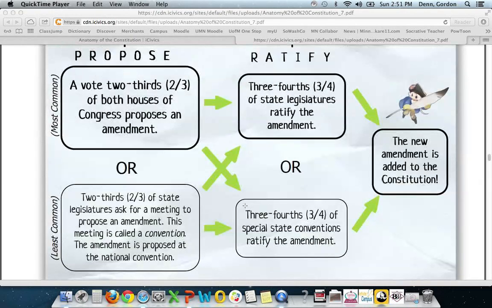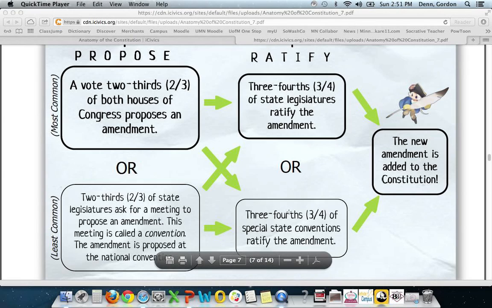So let's look at a chart that would show you how that works. The most common way is to get a 2/3 vote of Congress, and then 3/4 of the state legislatures would each have to ratify it, and then you'd have a new amendment. Now, only one time has it been done where there was a special state convention, and that had to do with prohibition. But the top one that's in bold is really the way that it's been done. We only have 27 amendments, and the first 10 of those were called, as we know, the Bill of Rights. And we'll talk about the Bill of Rights later.